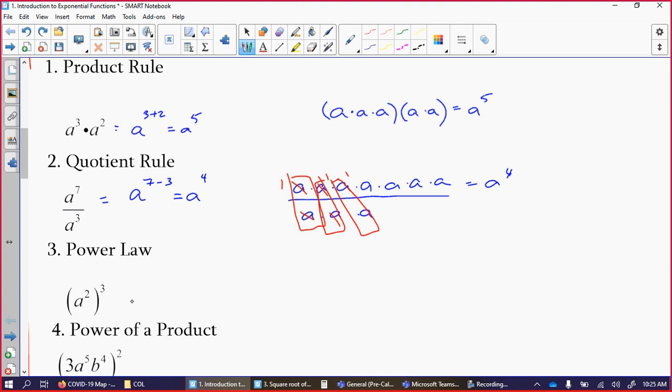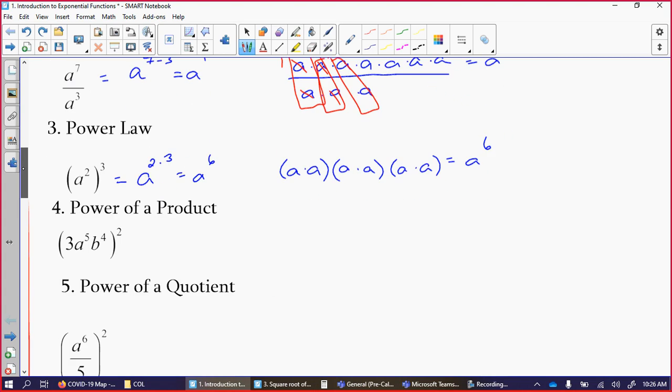The power law, if it's a power of a power, well, not 2 times 2, but 2 times 3, a to the sixth, because we have a squared, which is a times a. Well, if it's to the third, we're repeating that multiplication 3 times, and now we end up with a to the sixth, because 1, 2, 3, 4, 5, 6.